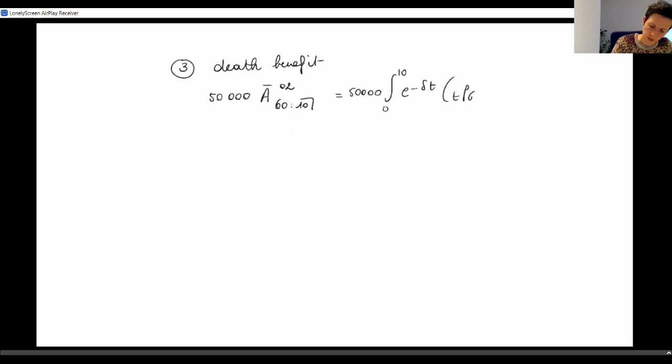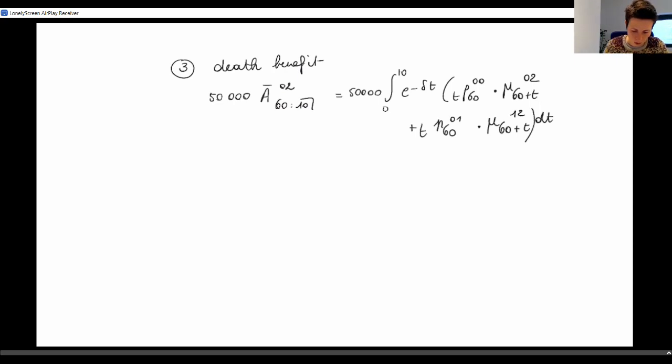And then we have TP 60, 0, 0, multiplied with mu 60 plus T, 0, 2, plus TP 60, 0, 1, multiplied with mu 60 plus T, 1, 2, and I take the integral over T, right? The reason why I have these two components here is because I can make the transition into state two from state zero, or I can do that from state one. So that's what I want to grasp with my pricing formula over here.